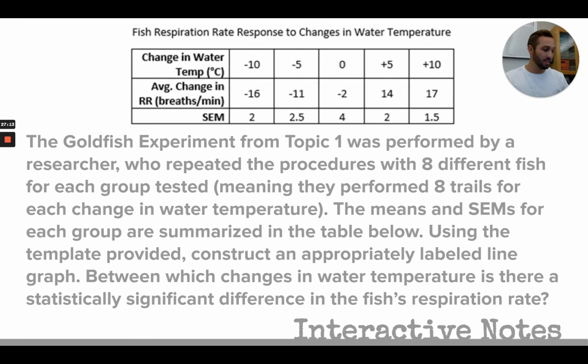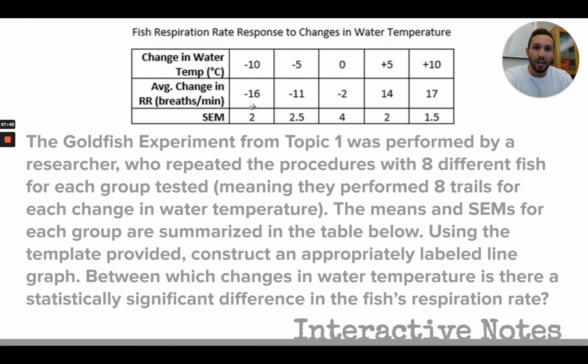Find this one in your notes. It's at the very end of topic 2 before topic 4. It says the goldfish experiment from topic 1 was performed by a researcher who repeated the procedures with 8 different fish for each group tested, meaning they performed 8 trials for each change in water temperature. So let's continue with this fake example I came up with in topic 1 with the goldfish, where we changed their water temperature and looked at how their respiration rate is affected. But here they're going to do that 8 times for each group.